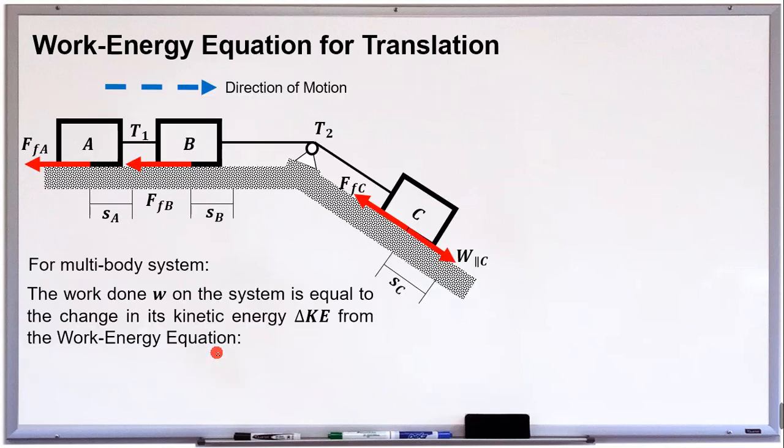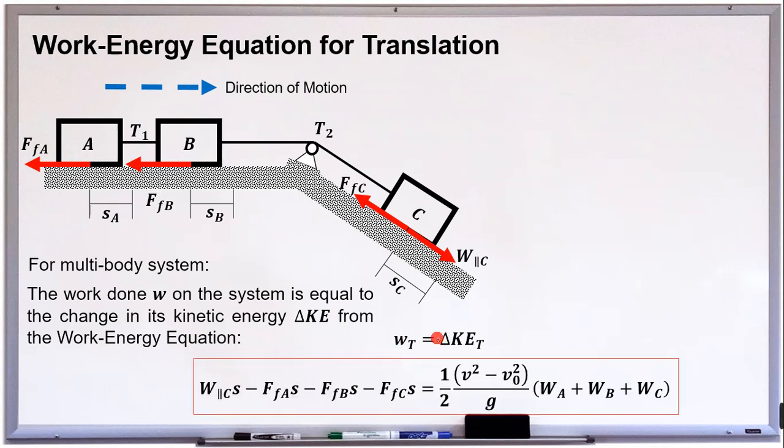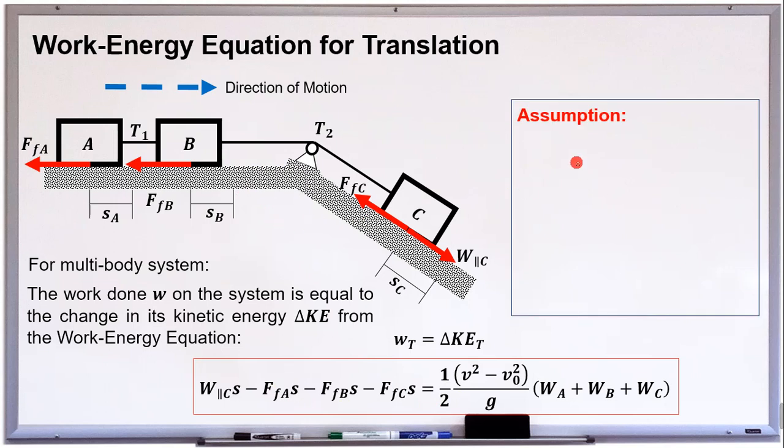Now, combining the work done on the system and the change in the kinetic energy gives us the work energy equation. So total work is equal to the total change in the kinetic energy of the multi-body system. This one is the resulting work energy equation that is applied for this kind of system. Class, this is not yet a fixed formula. It's because this formula depends on the given multi-body system. So this one is only applicable for this kind of system considering this assumption.